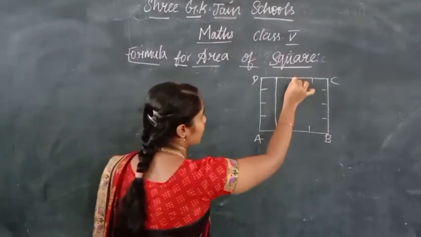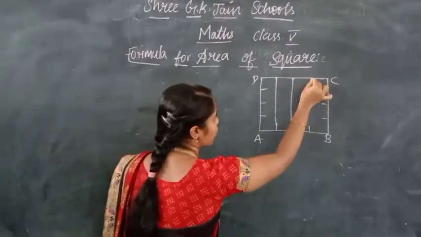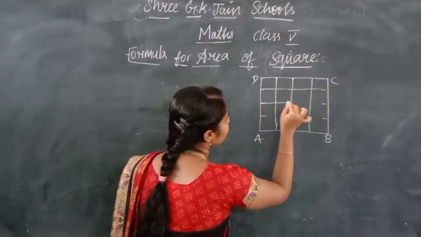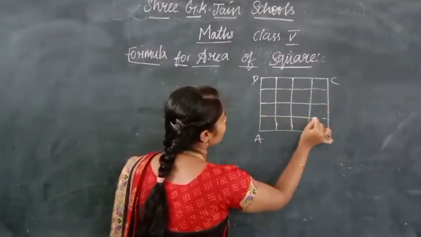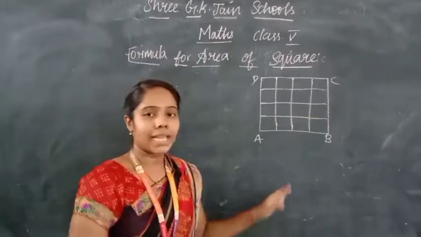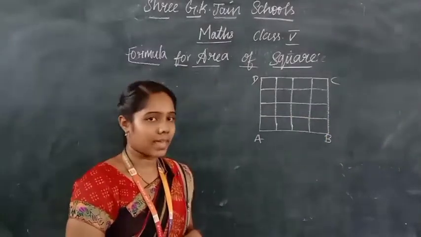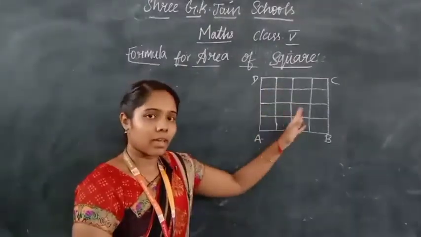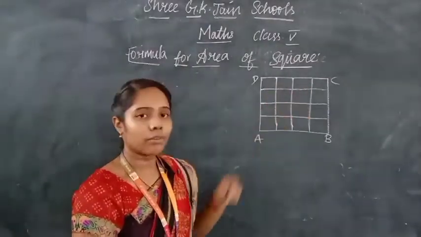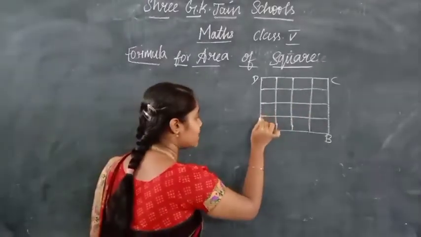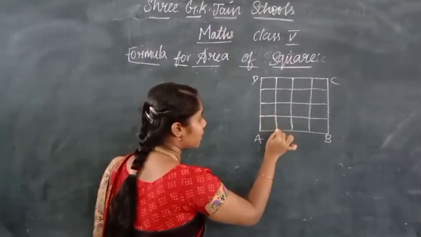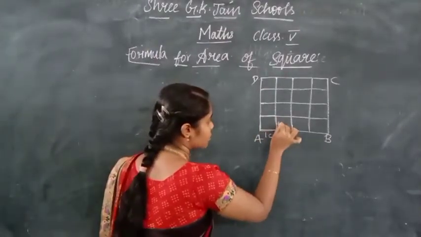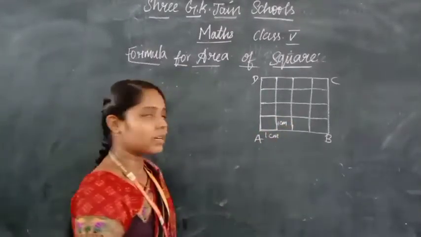Now let us join the lines. Yes, so join the lines like this. So we are dividing the square into small squares of 1 centimeter each, so that it will be easy to find the area. Now we have divided the square into 1 centimeter each. Each square thus created is of side 1 centimeter. So here also we have 1 centimeter, right?